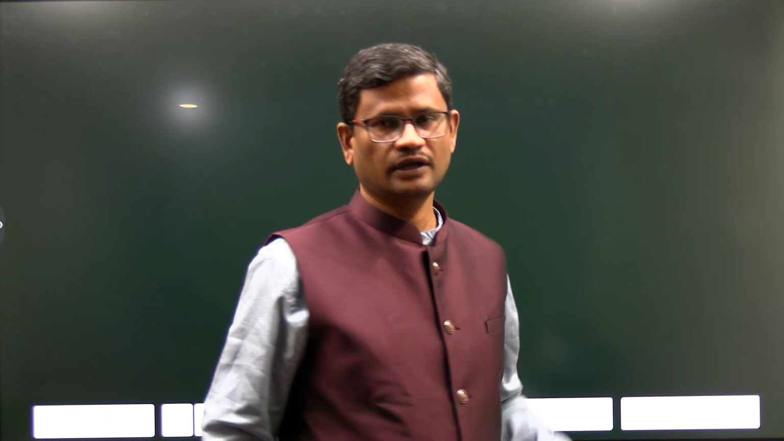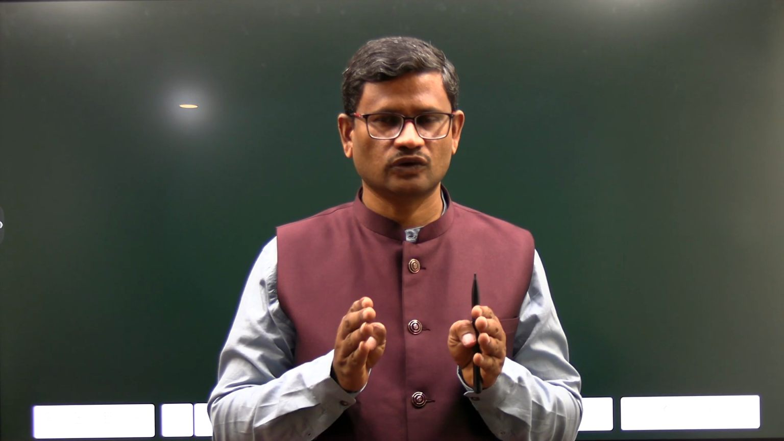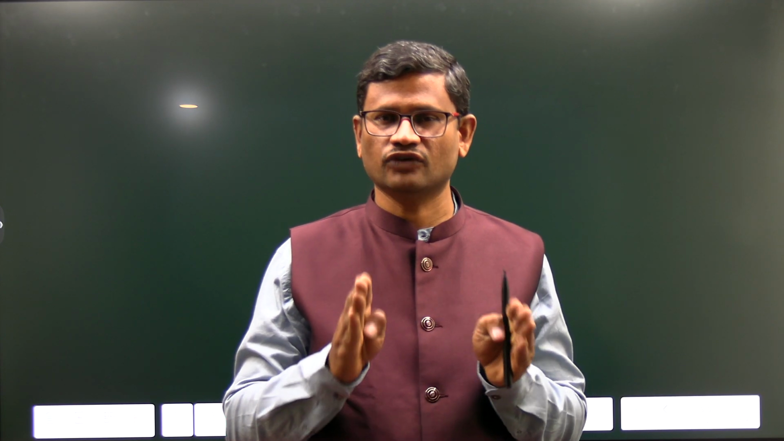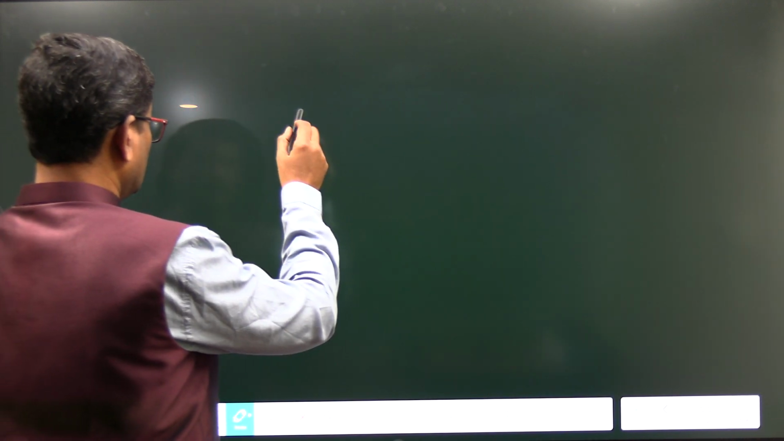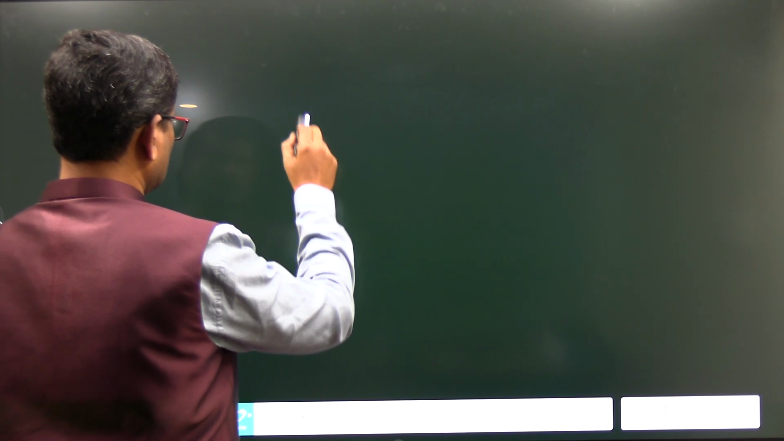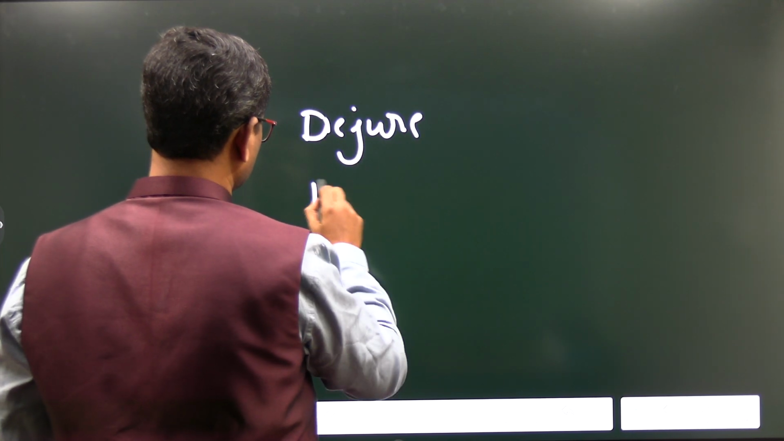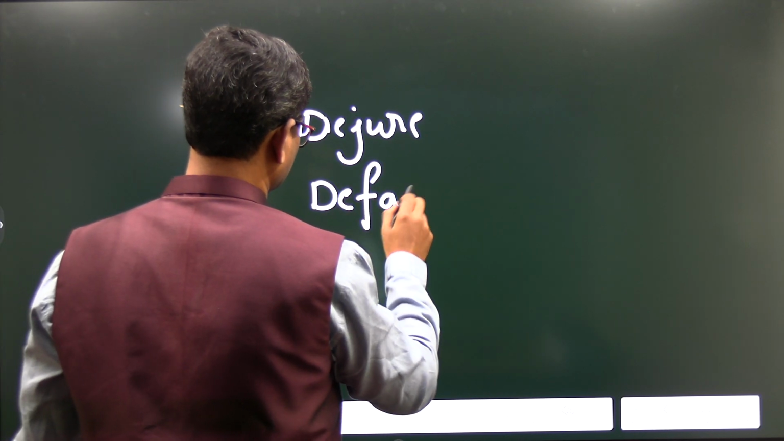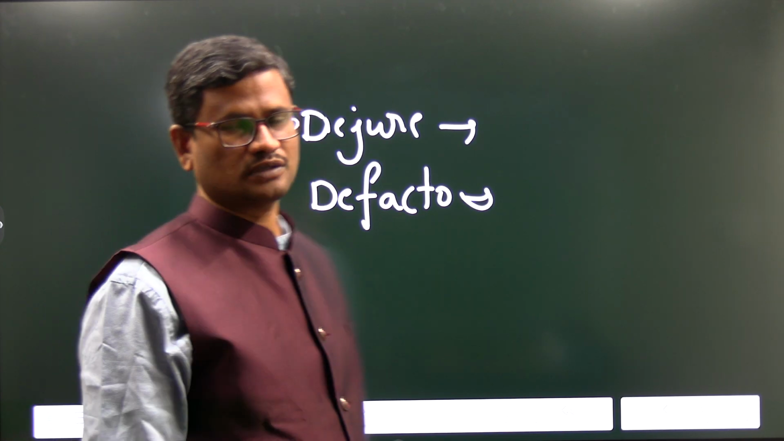As I said earlier, symmetrical federalism refers to all the regional governments having equal powers. On the contrary, asymmetrical federalism refers to regional governments of the states not having equal powers in certain areas. For example, in India, we have 2 kinds of asymmetry. One is de jure asymmetry. The other one is de facto asymmetry.